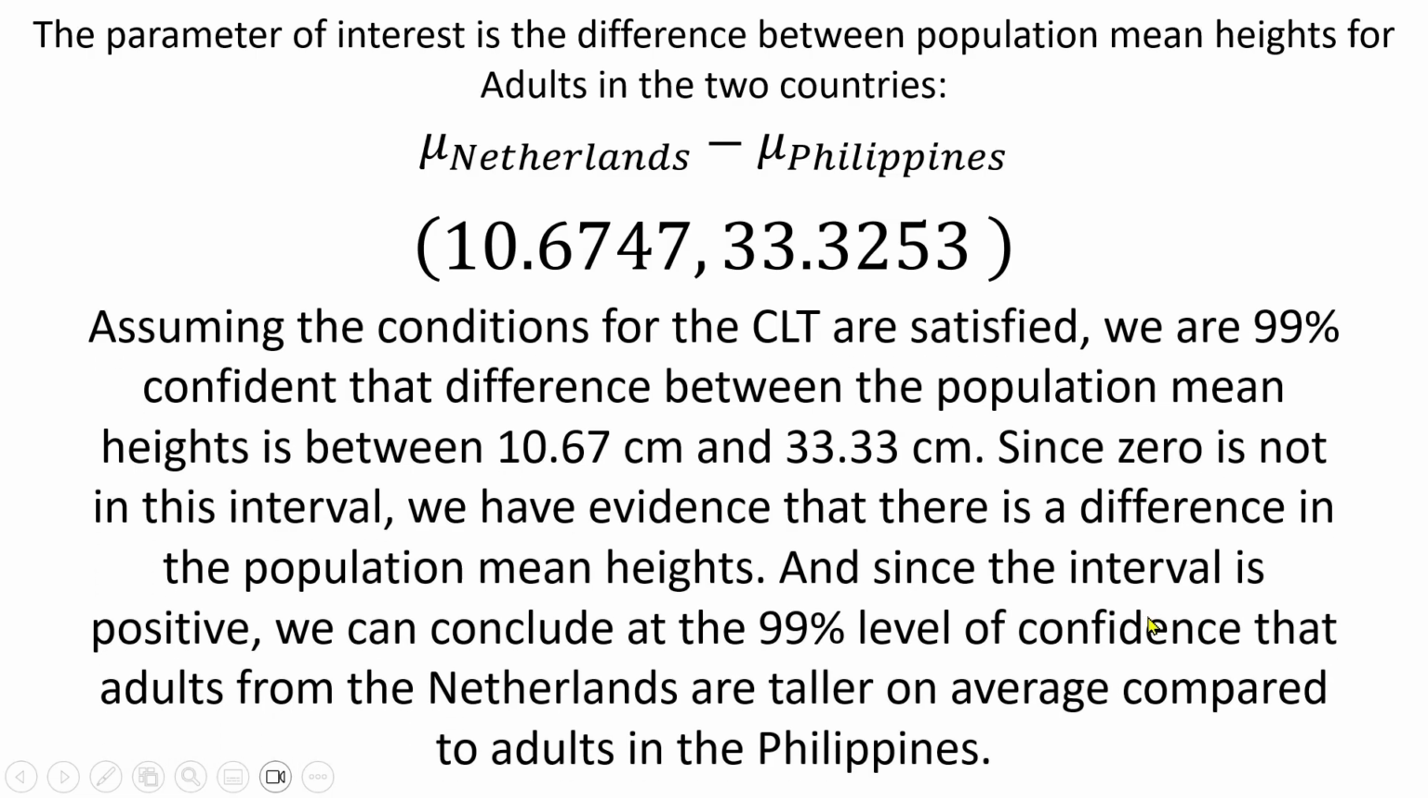Since 0 is not in this interval, we have evidence that there is a difference in the population mean heights, and since the interval is positive, we can conclude at the 99% level of confidence that adults from the Netherlands are taller on average compared to adults in the Philippines.